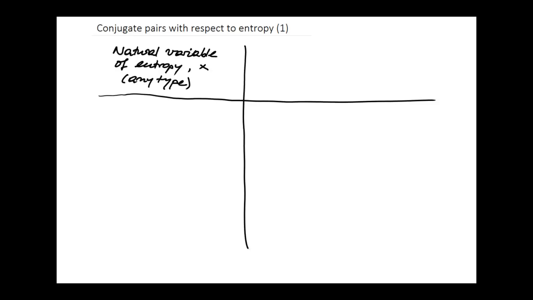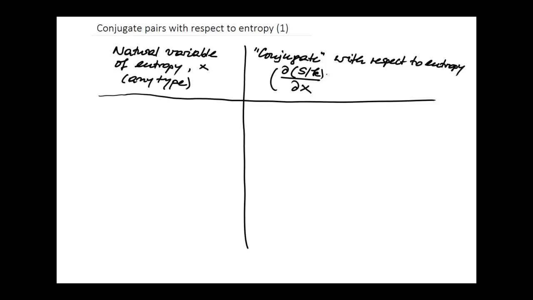And then you can calculate the conjugate of a given natural variable with respect to the entropy by taking the partial derivative of S over k with respect to x while keeping all other natural variables fixed.